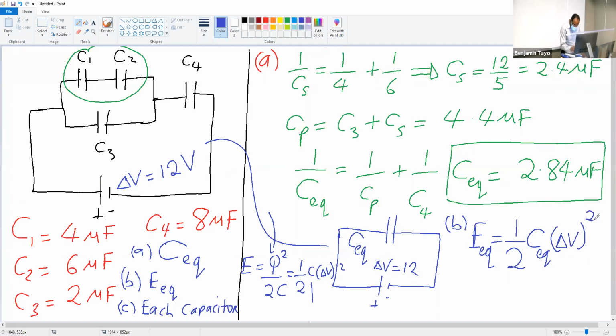Now, notice that for me to calculate the energy in joules, I must convert this into farads. So we're going to write this as 2.84 times 10 to the power negative 6. Now, if you plug in that value here, your delta V is just equal to 12. If you do that correctly, you should get an energy that is equal to 2.04 times 10 to the negative 4.